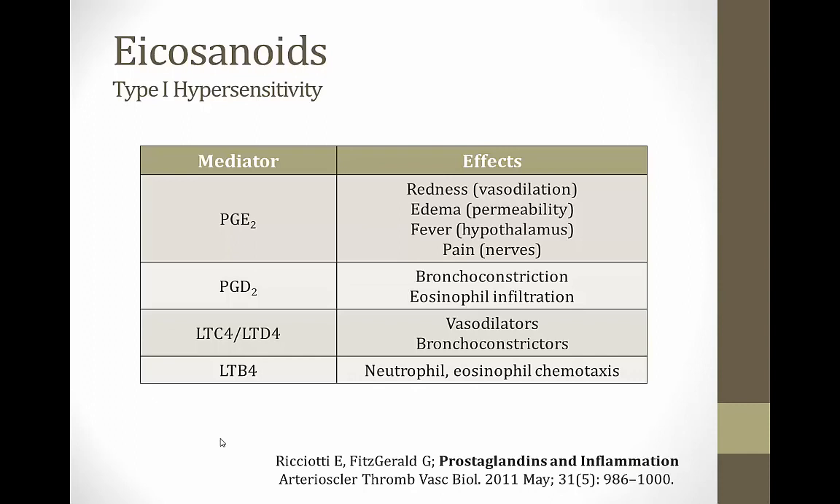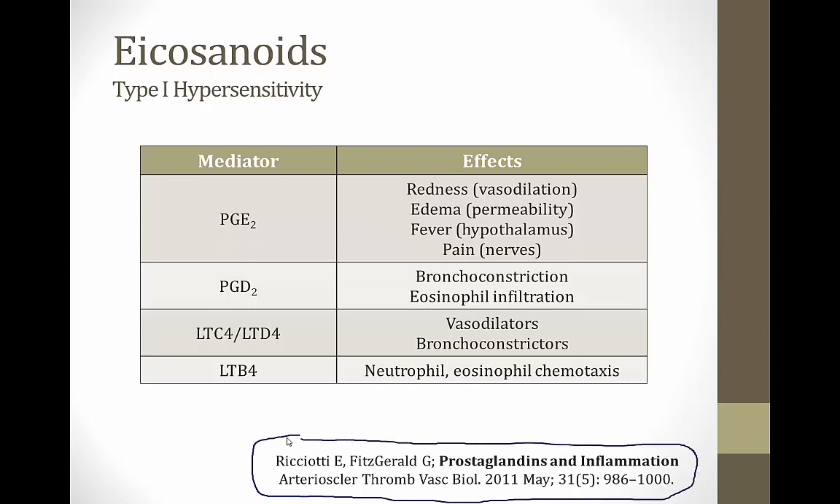There are many, many different eicosanoids that cause lots of different effects in different parts of the body. There's a nice review article here that I've put on the screen if you want to read more about all the different subtypes of prostaglandins. There are also many review articles about all the different subtypes of leukotrienes. What I've listed on the screen are some of the eicosanoids that I think are most relevant for type 1 hypersensitivity reactions.